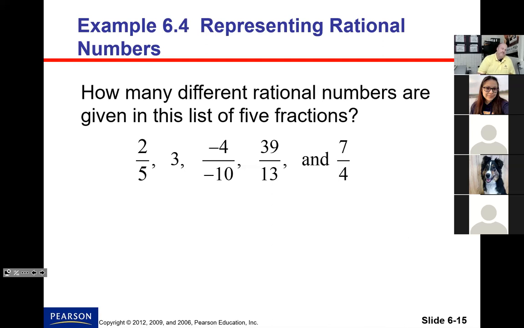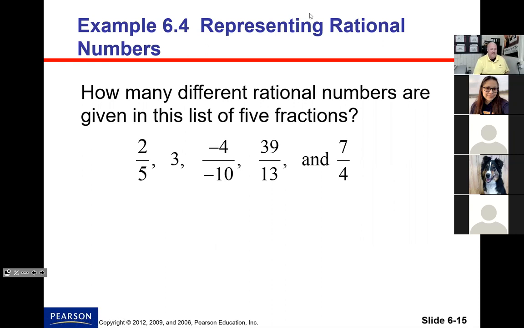39/13 equals 3. Okay, how do you know that? I cheated with my calculator. No, you didn't cheat with your calculator. You did something smart with your calculator. Okay. Now, watch. I want to show you something.